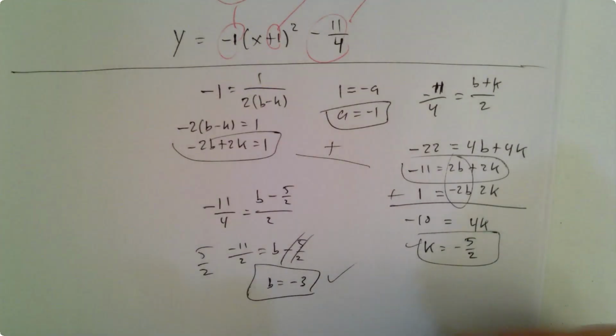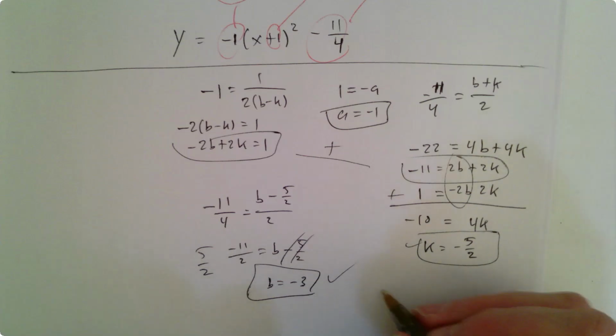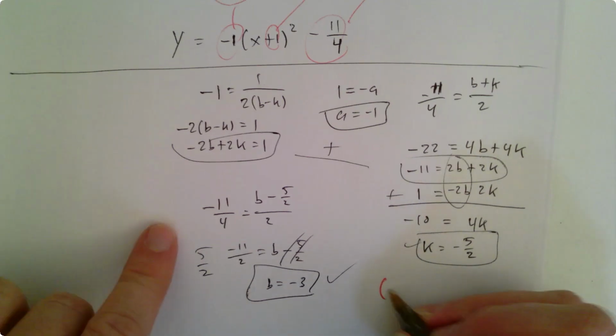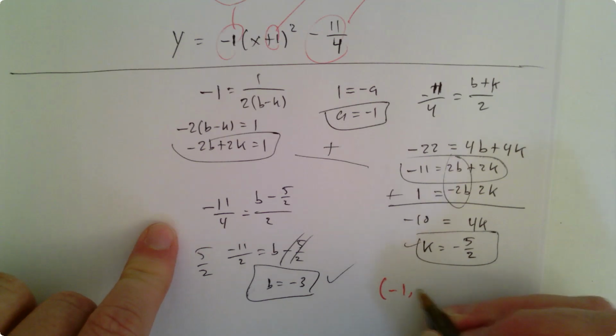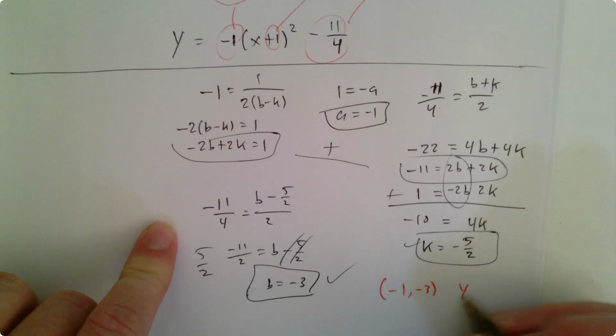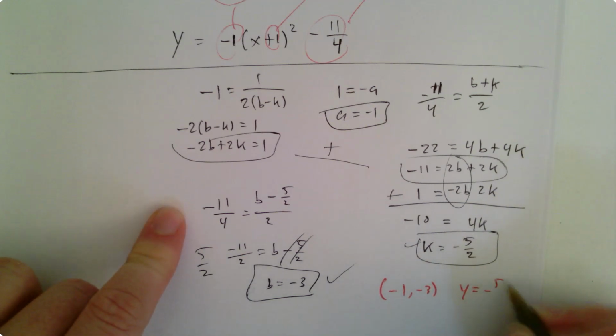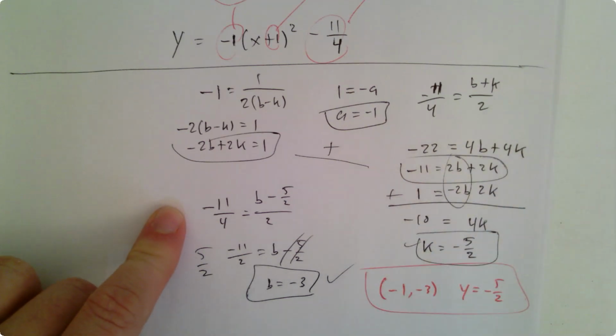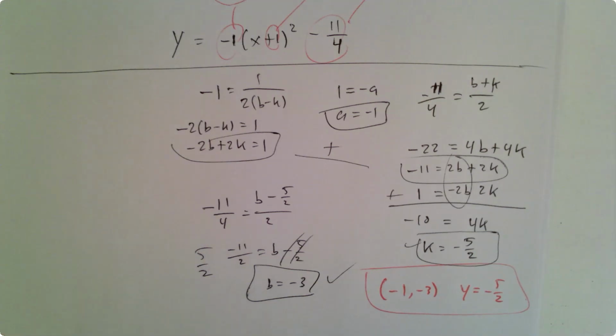So I guess let's actually write our final answer as it was expected. So what was A? So we've got a point at -1, -3, and then the y value is negative 5 halves. So that's our point on our line. Okay, let's do the last part.